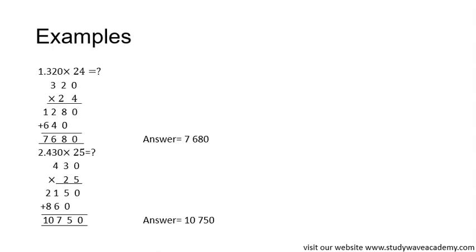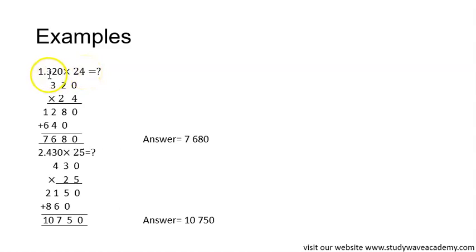Okay? So number one, we have 320 times 24. So this is a three-digit number, 320, okay? Because it has three numbers. Let's count. 1, 2, 3. So it's a three-digit number. So 320 times 24. This is a two-digit number, okay? It has two numbers, 1, 2. Do we understand now? Good.